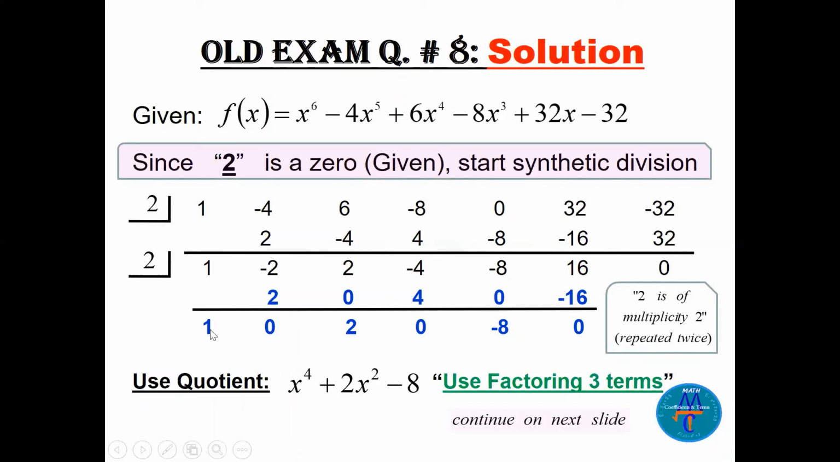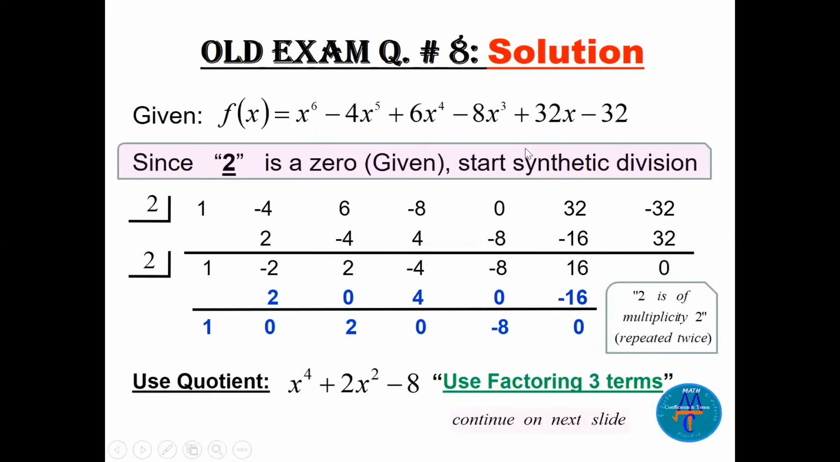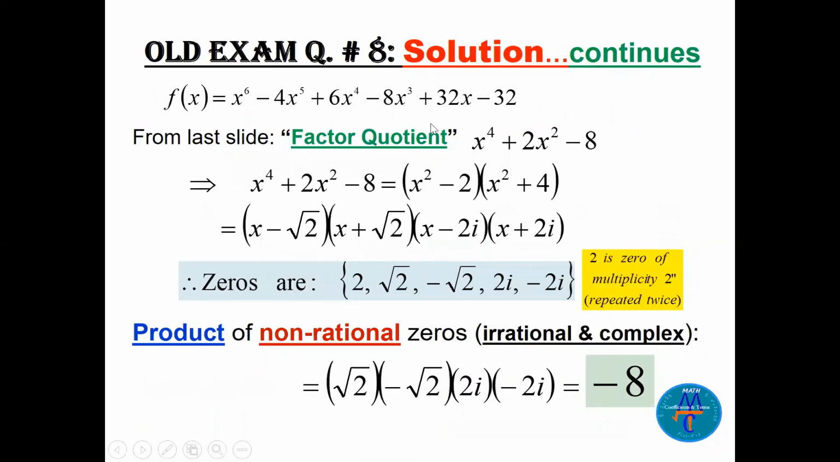So let's take the quotient now. We still have degree 4 because we have 6 zeros there: x to the power 4 plus 2x squared minus 8. You can use factoring of trinomials for this one. Yes, we can factor it, I think, as x squared minus 2 times x squared plus 4. Let's factor this more with real numbers: x minus square root of 2, x plus square root of 2. And this one, x squared plus 4, is complex, so x minus 2i, x plus 2i.